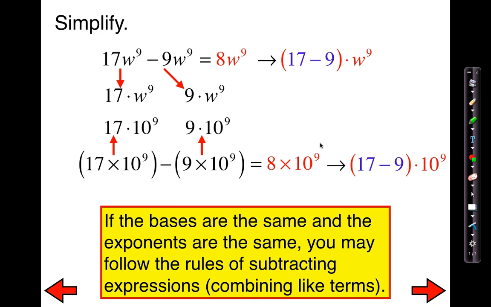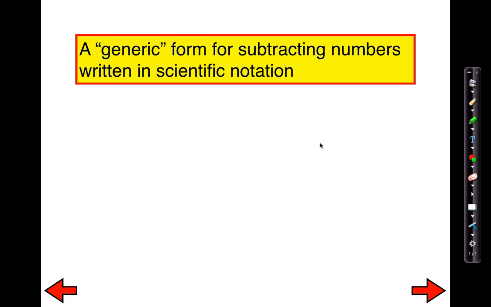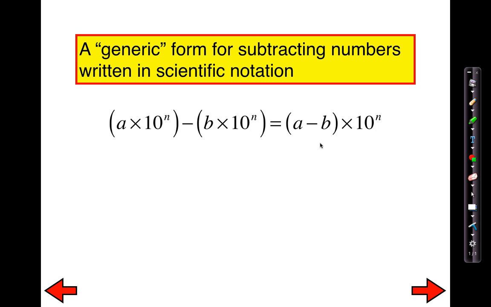So again, I'm going to say this over and over throughout this entire lesson. Make sure the base and the exponents are the same. So once you have that, you can go ahead and just treat them as if you're combining like terms. Okay, so the generic form for subtracting numbers written in scientific notation is very similar to adding, except instead of adding, we're subtracting. So whenever your base and your exponents are the same, all you're going to simply do is subtract the coefficients, but keep the same base and keep the same exponent.